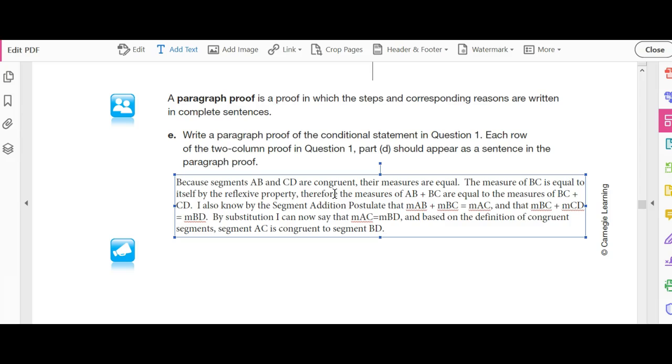You don't have to use fancy words like therefore, but you do need to use the language that we've been learning, like segments and congruent and measures and equal, and the right terms in here, right? Reflexive property or segment addition postulate, whatever, okay? You're going to need to say those things in any kind of proof, whether it's a paragraph proof or a 2-column or a flow proof, whatever. Okay?